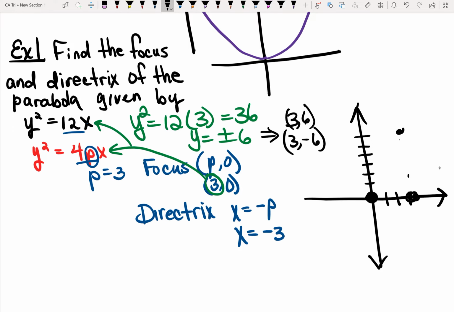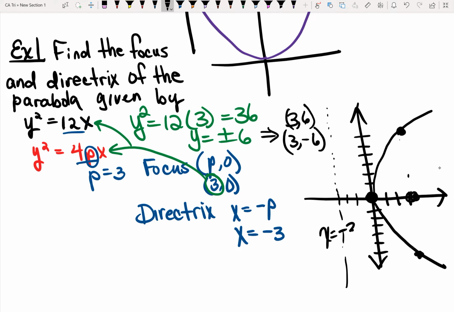So if I match this up, this should be somewhere about here. And this should be somewhere about here. So I know that my parabola definitely goes through that point at some instance, and then it goes through here. Okay? That's the focus. I'm going to go back 3 units, 1, 2, 3, and now my directrix is back here. This is my directrix, where x is equal to negative 3. Alright, so that's example 1.